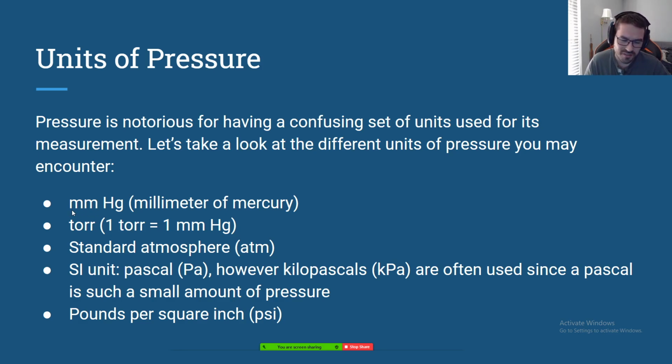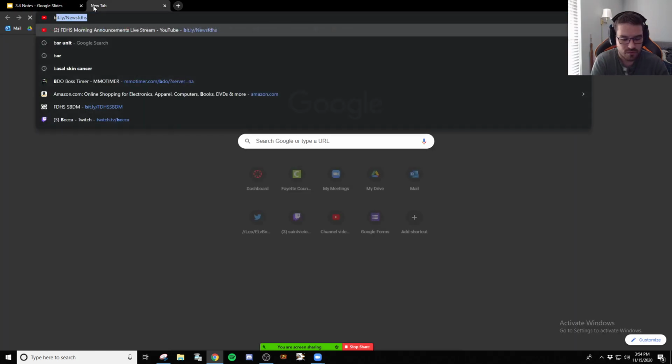I know this looks like a distance, right? Millimeter. And then what the heck is mercury talking about? Well, turns out that mercury is one of the few elements that is liquid at room temperature, and it was used in early barometers. A barometer is just something used to measure atmospheric pressure. And here I can show you.